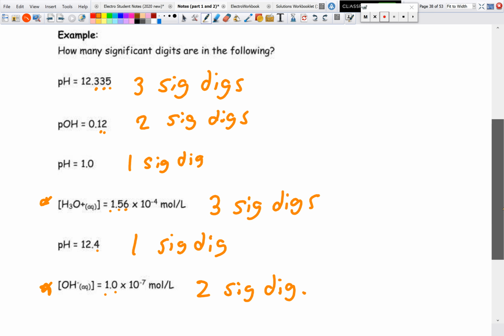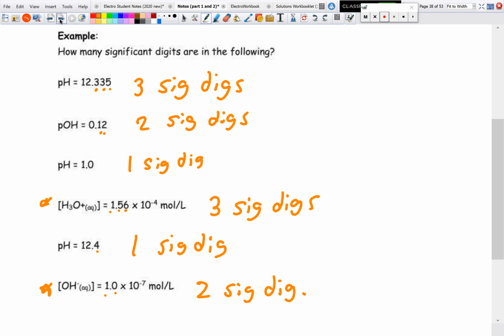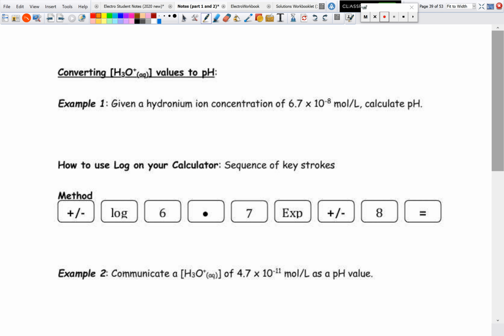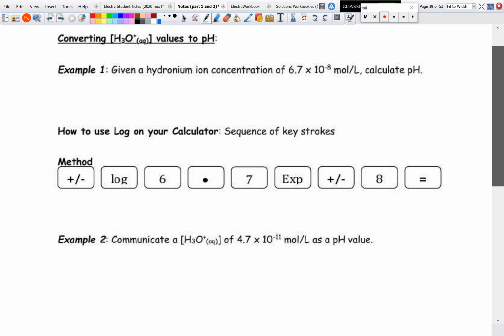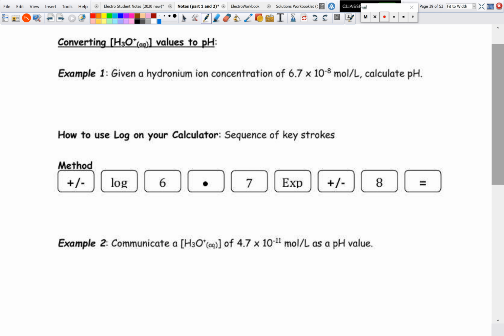All right, so just be careful with these here, and this is going to definitely play a huge role when we get into our calculations. Now, as I said before, if we are given, for example, example 1, we're going to use the equation on the previous page. Given a hydronium ion concentration of 6.8 times 10 to the power negative 8 moles per liter, calculate the pH. So first thing, this is a concentration. So there's 2 significant digits in this one.